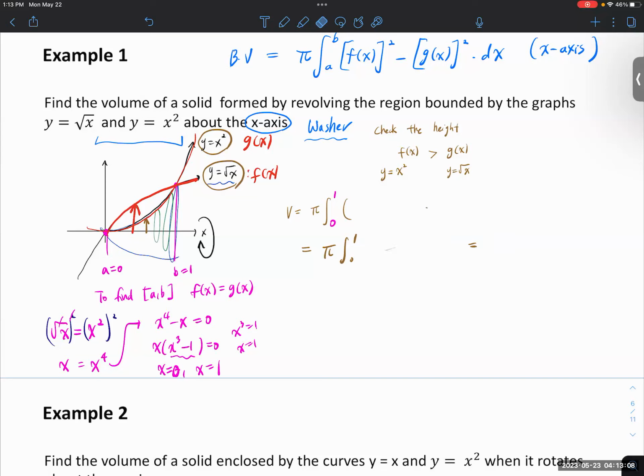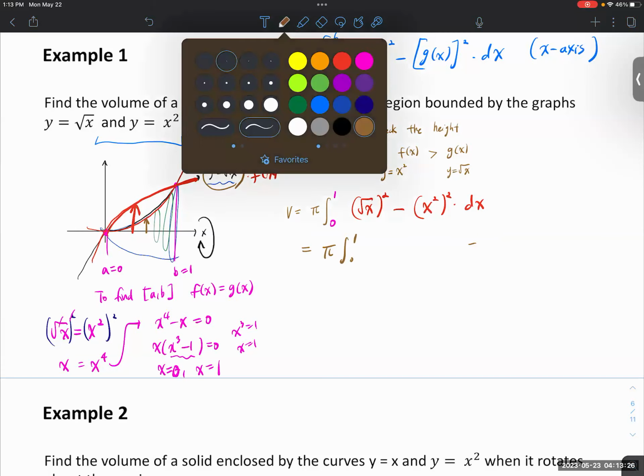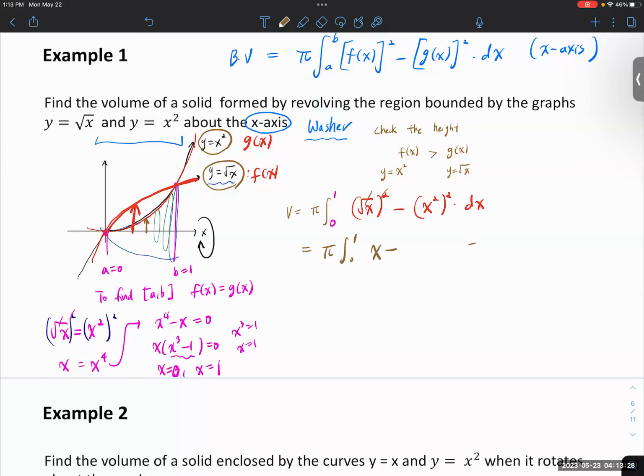So let me do it again here. The f is actually radical x squared, and then minus the g function, x squared. You see that the radical is the higher one. So now we got it. This is going to be x minus x to the 4. That's the right order, so we're going to take the integral finally.